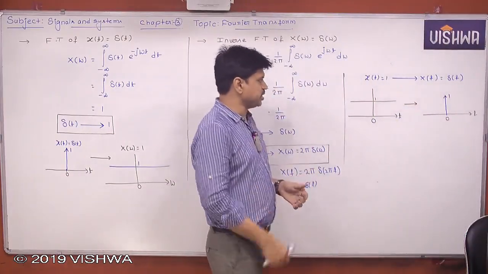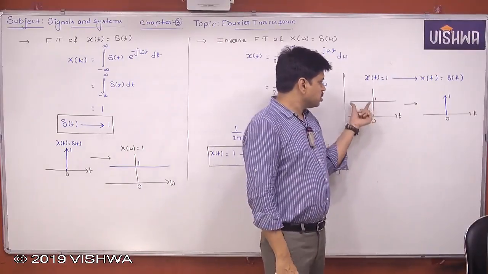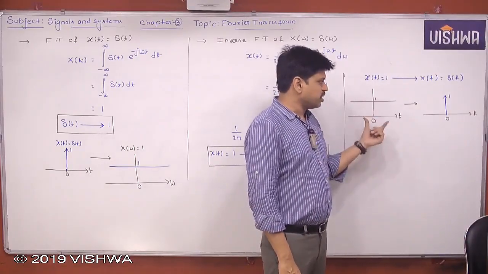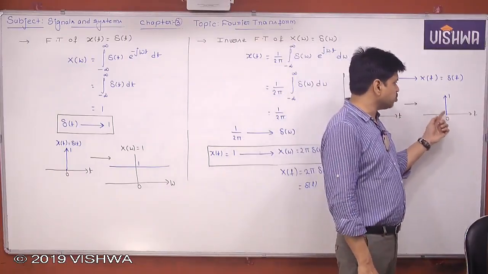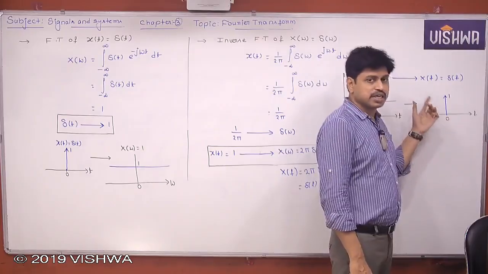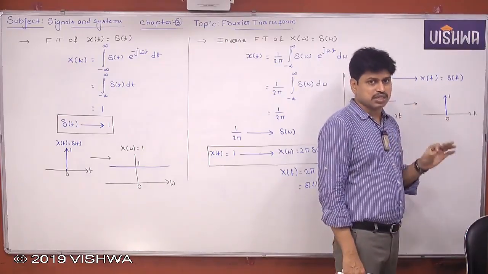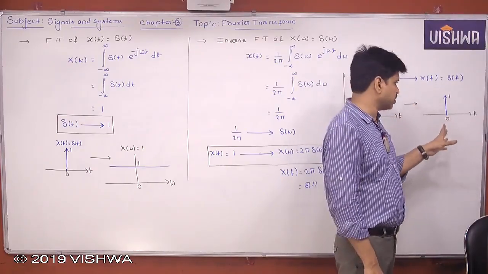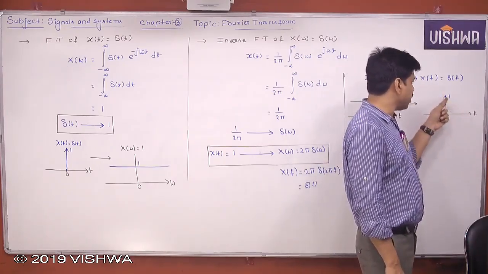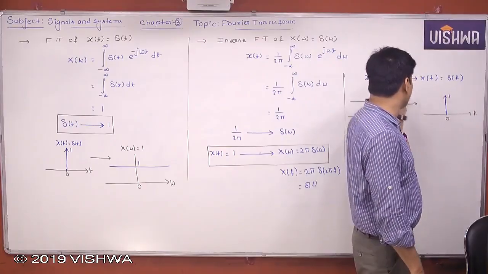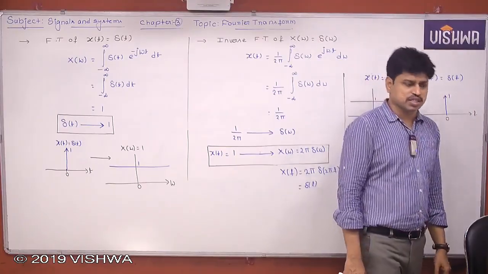What does this indicate? That means a DC signal has a frequency which is nothing but 0. That's why we have only one component, existing at 0. It has only a single frequency, which is 0. That's the meaning of it. So in the frequency domain, the f domain, it is more visible. What is the amplitude of this function? It is nothing but 1.